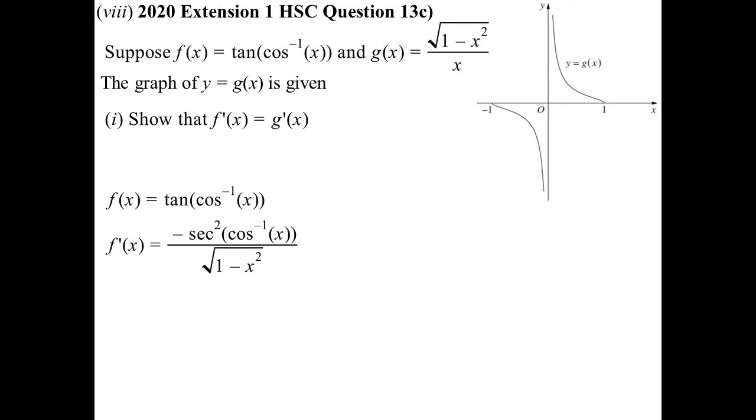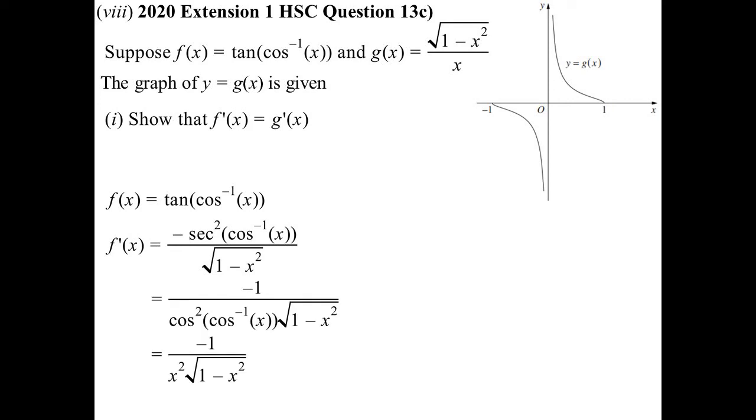Okay, let's take this a bit further. Sec is the reciprocal of cos, so I've moved that sec squared to the bottom of the fraction and made it cos squared. So I now have minus 1 on cos squared of the inverse cos of x, times the square root of 1 minus x squared. Now, why do that? Because I've now got the cos of the inverse cos of x. They'll cancel. So that just becomes x squared on the bottom. And I might just stop with that one there.